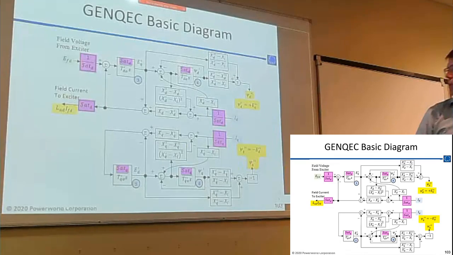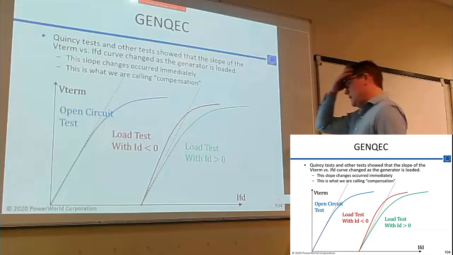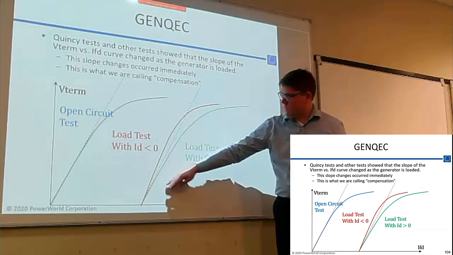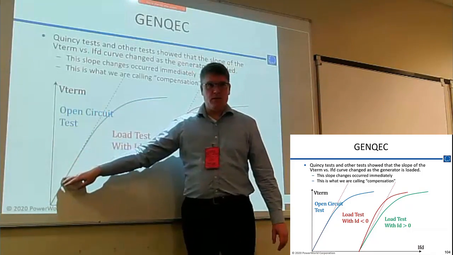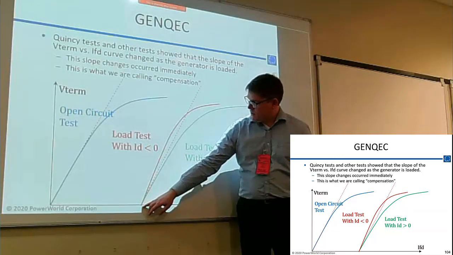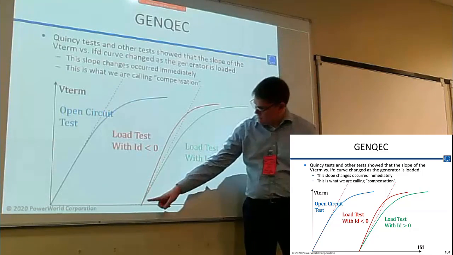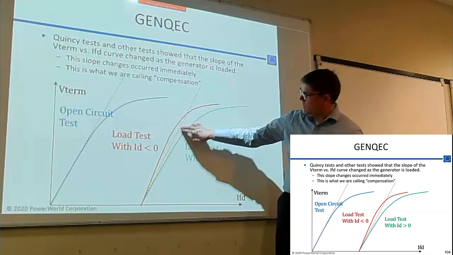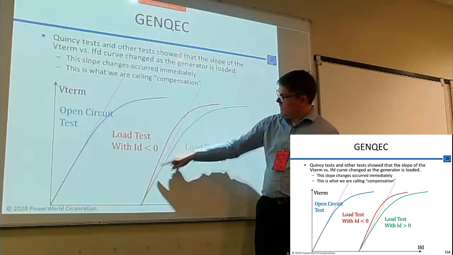The thing that Quincy at PowerTech has found is that as he loads the open circuit test, you're down here as you vary voltage. When you come up here at 0 voltage, I mean, you can't really get to 0 voltage, right? But as you vary the field current when you're loaded, what he's finding is if the ID is negative, then you tend to be over here, and if you're positive, you tend to be over here. So the whole curve is shifting all the time.